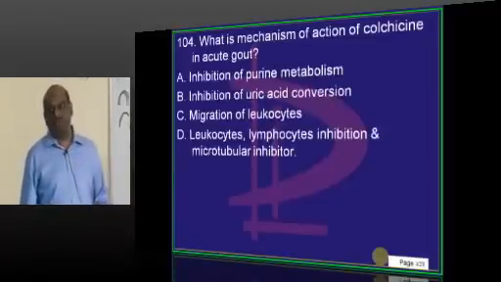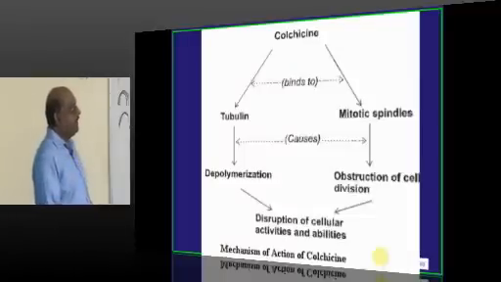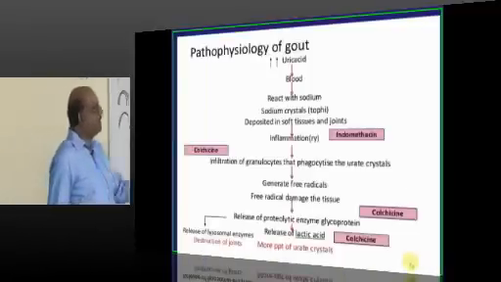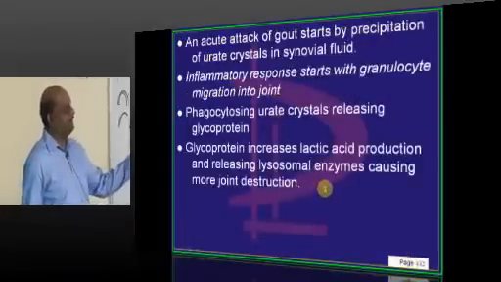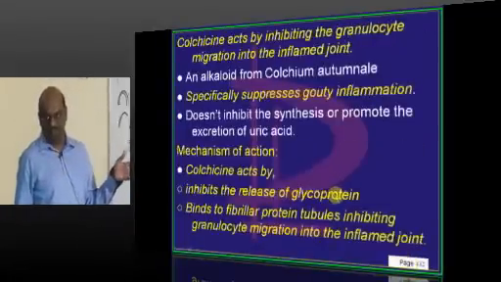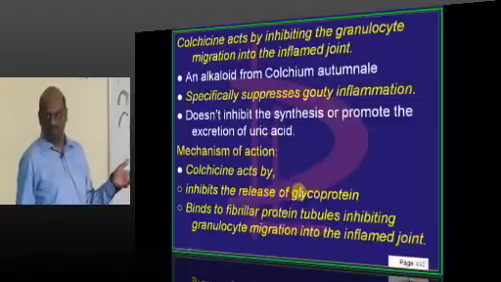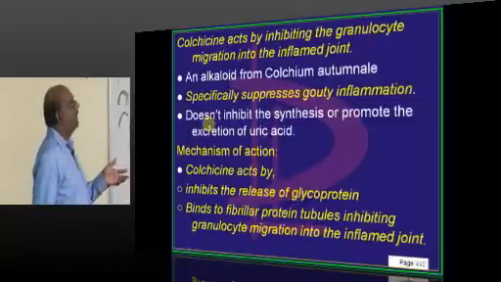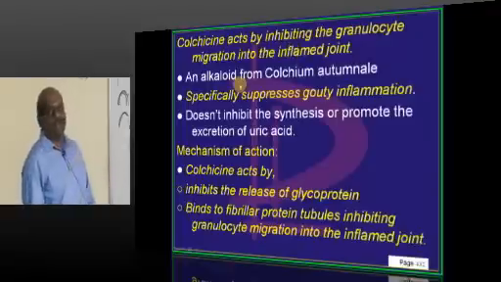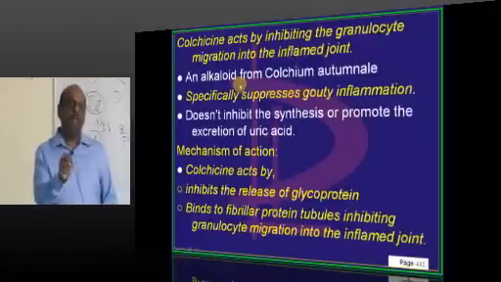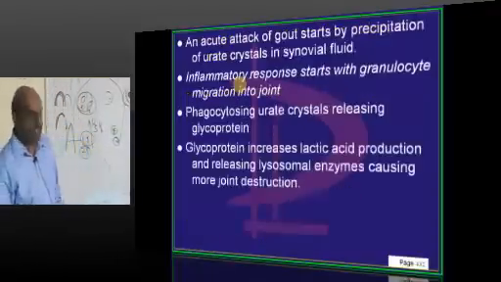Colchicine, how is it effective in acute gout? Basically, gout is because of the destruction which is caused by the macrophages which come and attack the joint. So, it will basically cause the inhibition of the granulocyte migration by inhibiting the microtubulin formation is what needs to be remembered.